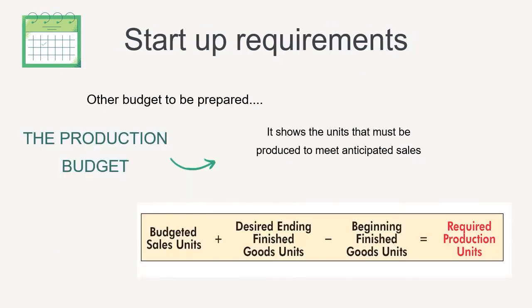The production budget shows the units that must be produced to meet anticipated sales. It is derived from the sales budget plus the desired finished goods. Required production in units formula: budgeted sales units plus desired ending finished goods units minus beginning finished goods units equals required production units.